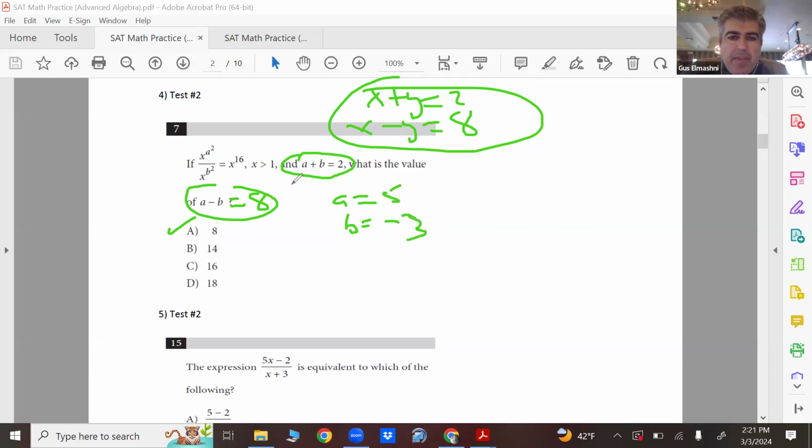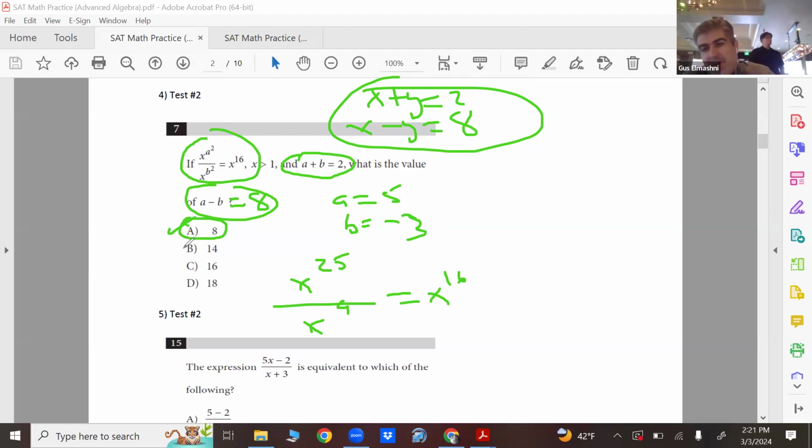Now, does it make this happy? Let's find out. You have x to the 25th power, that's 5 squared. You have x to the 9th power, that's -3 squared. And that does follow the property of exponents. You subtract them. Yeah, it works. So we got lucky. The first choice did work. If it didn't work, then you go to the next one.